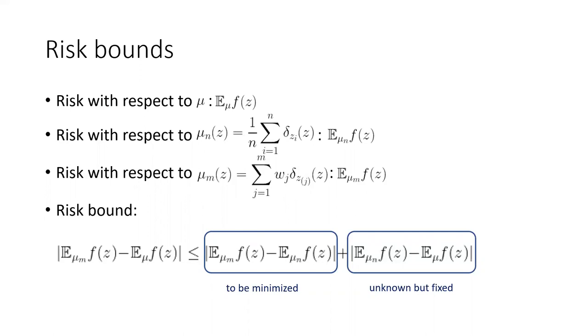Then we can define the risk with respect to some probability measure when F of Z is given. The risk with respect to the underlying mu is denoted as this term, and with respect to the empirical distribution mu n is denoted like this. For the empirical distribution of n points, since we always assume that they are generated in an IID way, it can be written in this form. And there is also a risk with respect to the subsampled empirical distribution, which is defined to be this. Here, the points are selected, however each point is not necessarily having the same weight. But of course, each weight should be non-negative and sum up to one.